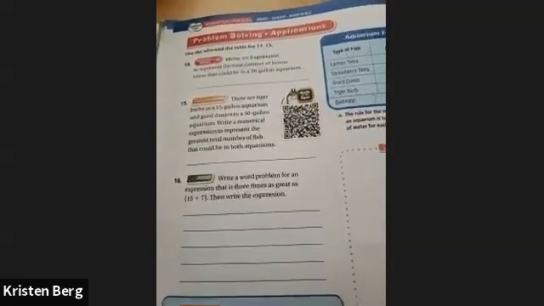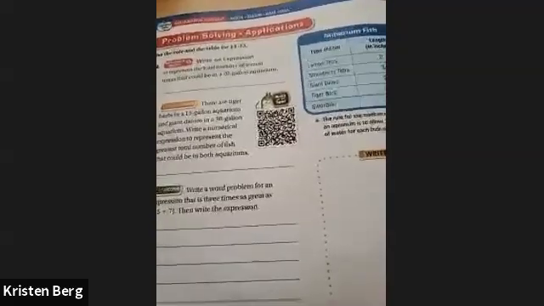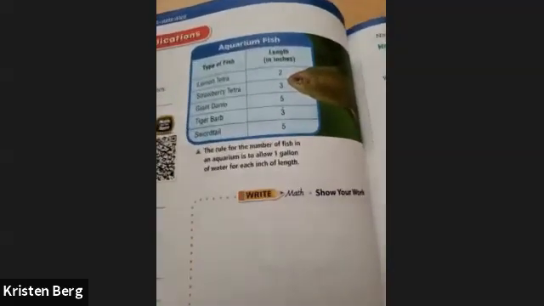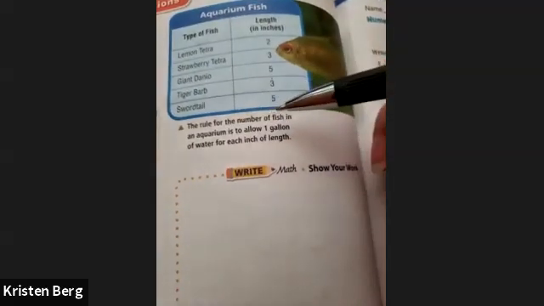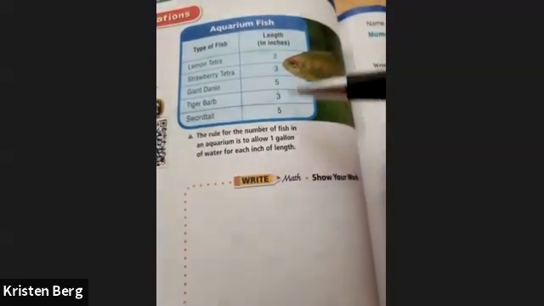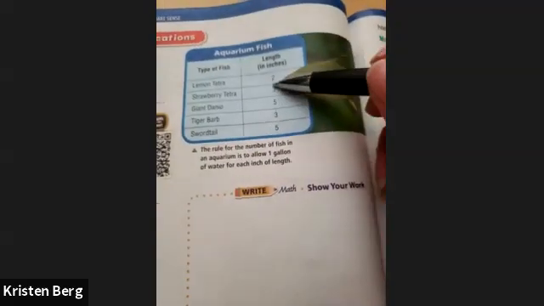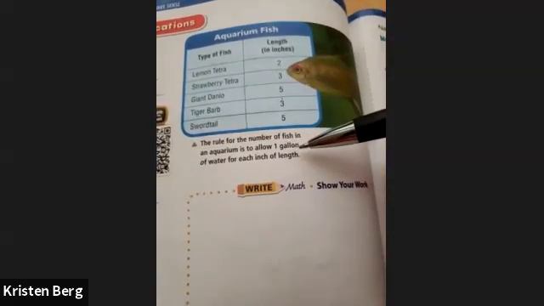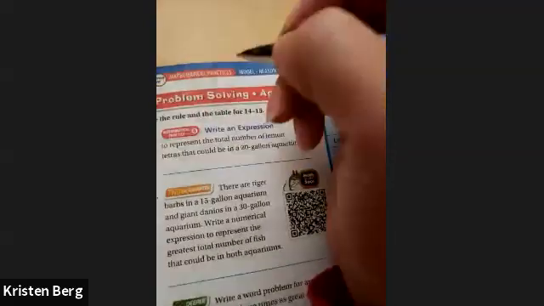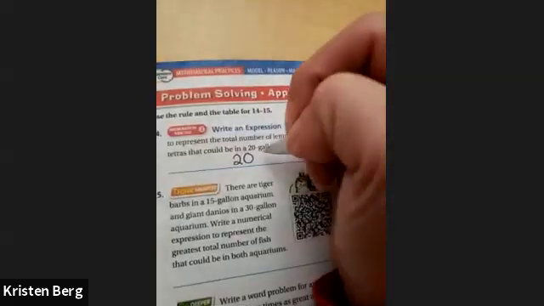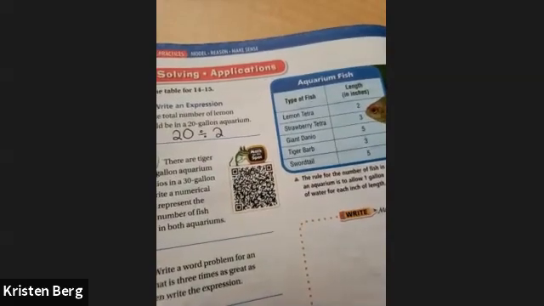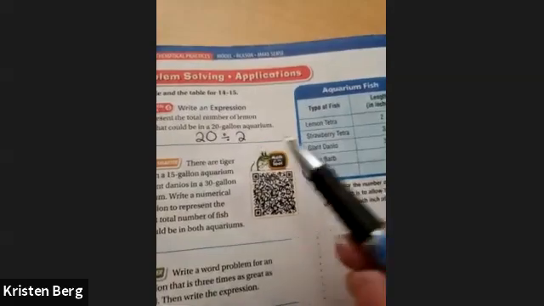It says, write an expression to represent the total number of lemon tetras that could be in a 20-gallon aquarium. So if you look over here, this is saying the rule for the number of fish in an aquarium is to allow 1 gallon of water for each inch of length. So here, each length is 2 inches. So we need a gallon per each length. So if we are going to do this for 20 gallons, you should have said, all right, 20 gallons, and then we are going to divide that amongst 2 inches per fish. So that is what they wanted you to do there.